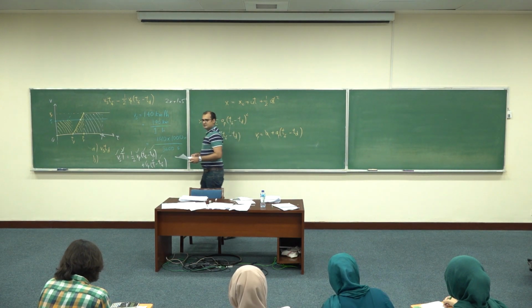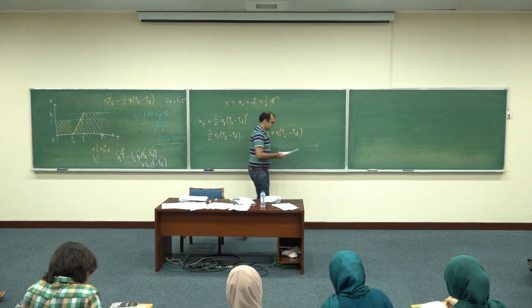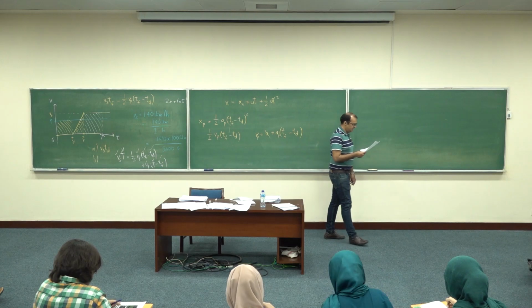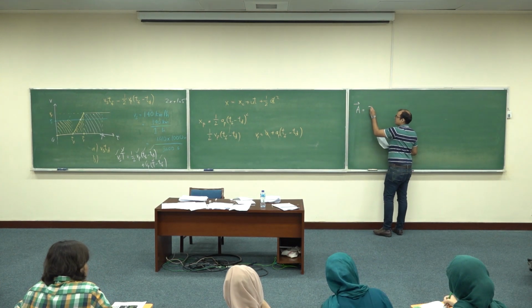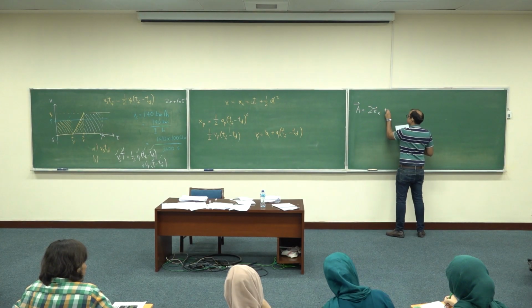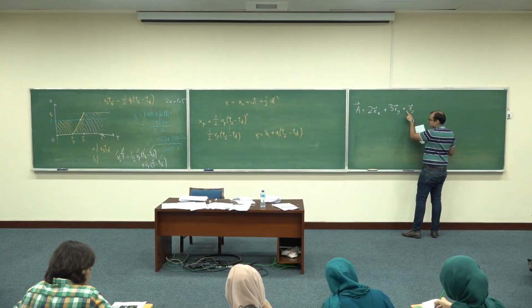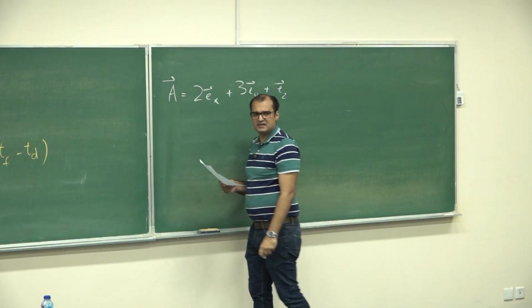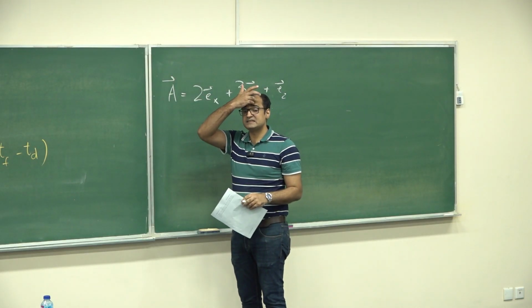Okay. Question 2. Question 2 is very straightforward. That's just a simple exercise in vector manipulation. So you have 2ex plus 3ey plus ez. So A is a vector in 3 dimensions. It's one ez, but one ez is just ez. The ez is the unit vector in the z direction.